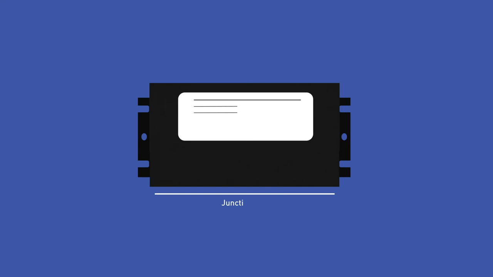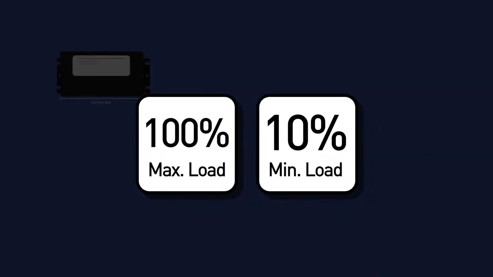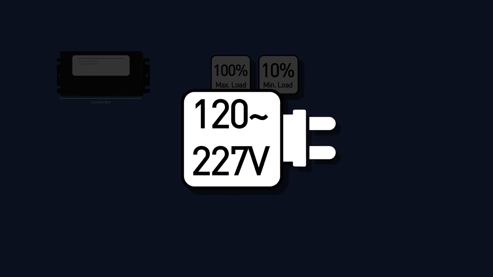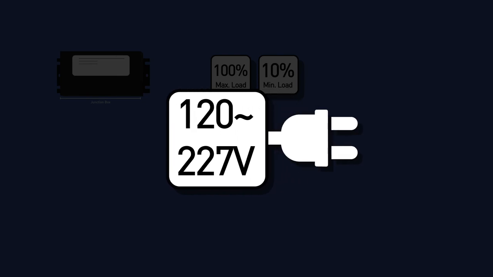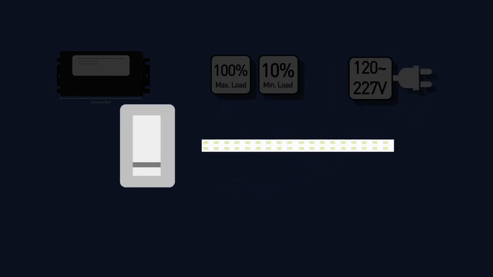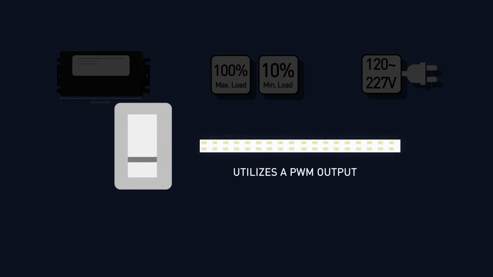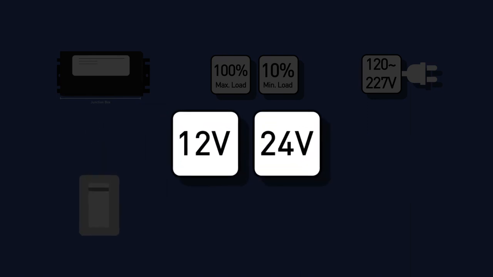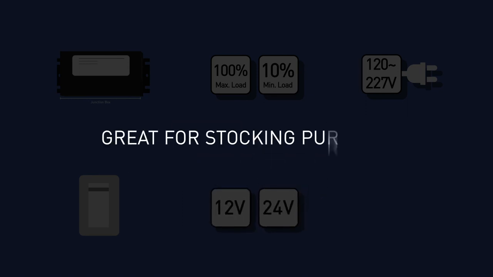The driver also includes an integrated junction box, boasts a 10% minimum load, features a universal input of 100 volt to 277 volt AC, utilizes a PWM output resulting in consistent LED color throughout dimming, has a dimming range of 0 to 100%, is available in 12 volt, 24 volt, and multi-tap models, great for stocking purposes.